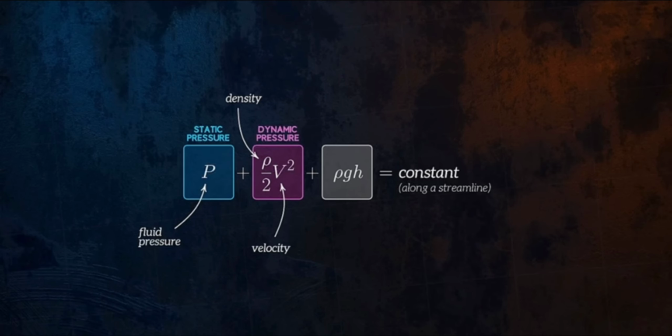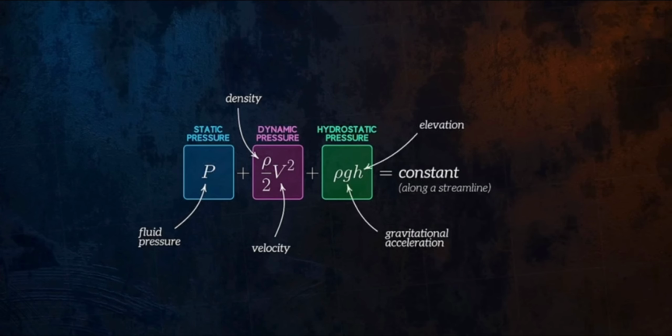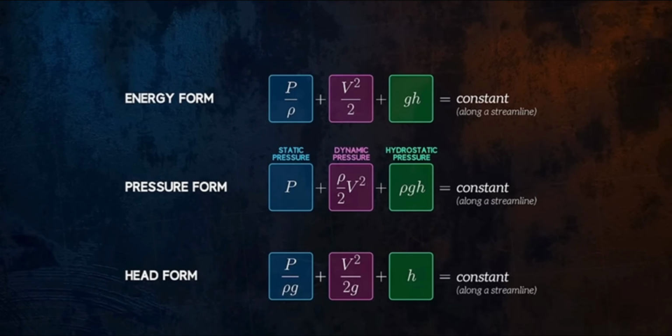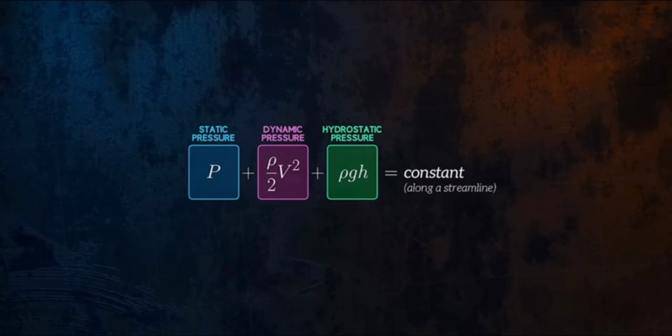The last term is the hydrostatic pressure, which is the pressure exerted by the fluid due to gravity. g is gravitational acceleration and h is the elevation of the fluid, which is just its height above a reference level. This is the pressure form of the equation, but it can also be presented in the head form and the energy form. We can think of Bernoulli's equation as a statement of the conservation of energy.